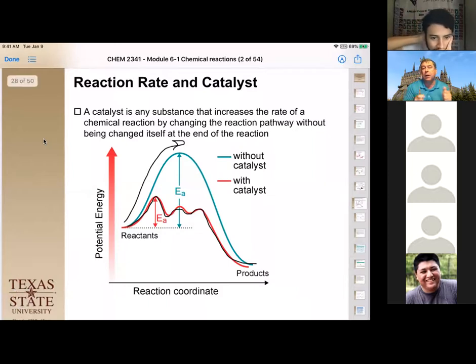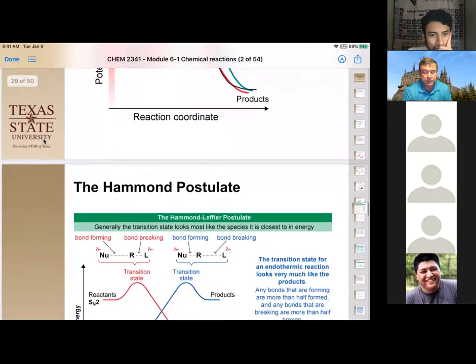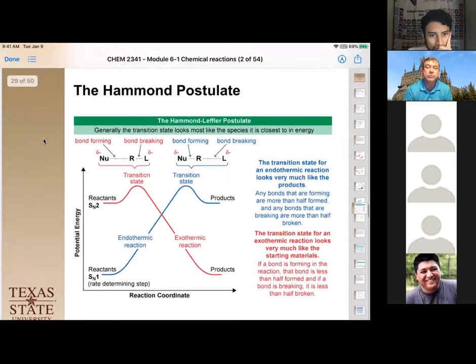All right, questions on rate constant and these energy diagrams? So, all right, great. That brings us to kind of a rule of thumb, also known as the Hammond postulate.